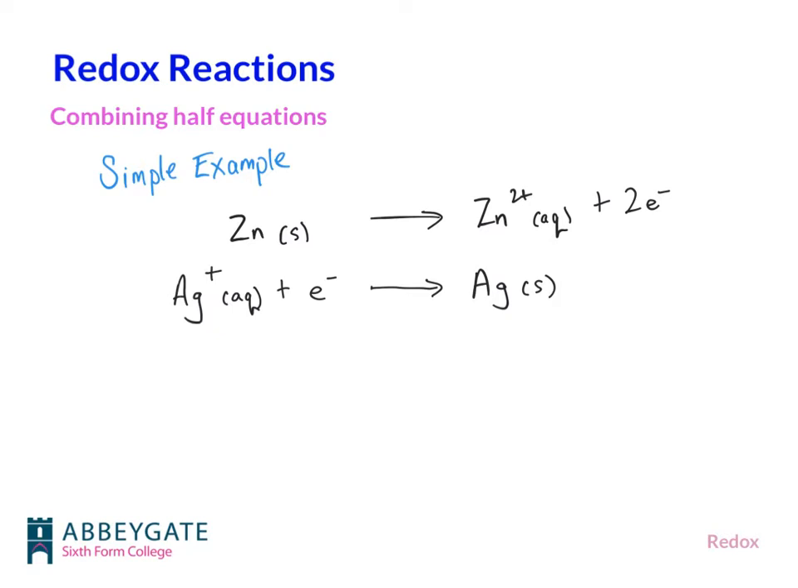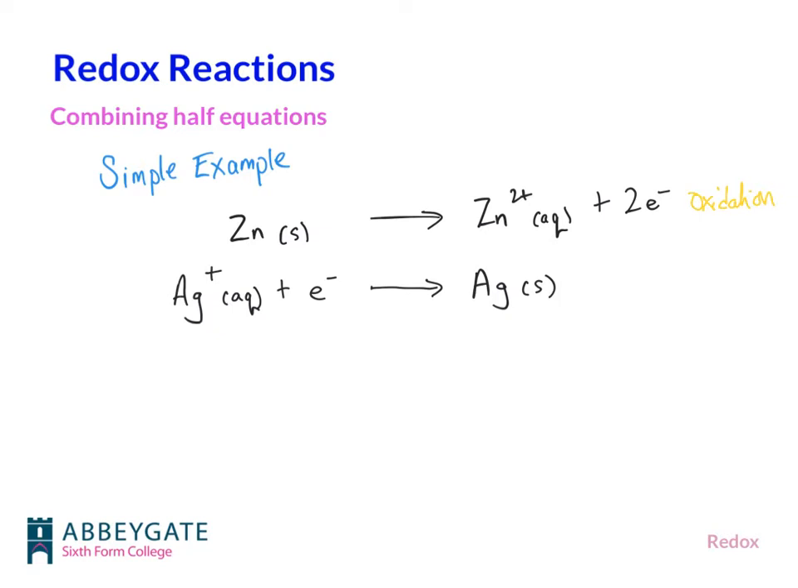So in this first example, you can see we've got zinc as a solid, and the zinc is turning into zinc 2 plus. So I can tell straight away it's going from elemental zinc, oxidation state 0, to oxidation state 2 plus, which means my oxidation state is increasing and it is being oxidized. I can also tell this because the zinc is losing electrons, so this is an oxidation reaction.